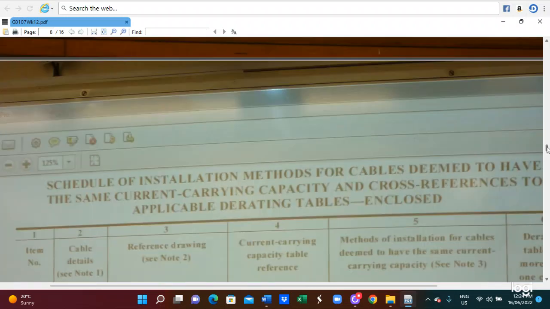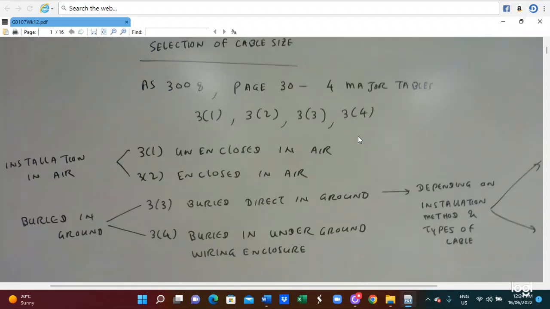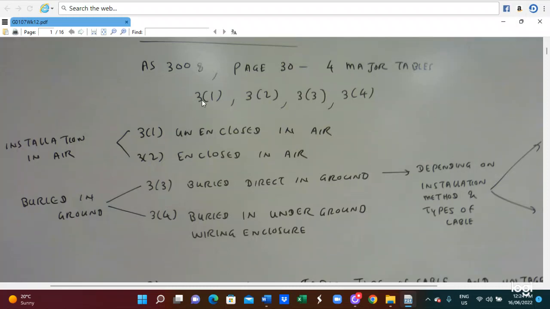Part 2 is cable selection. When you select the cable, we have to utilize AS3008, page 30. There are 4 major tables: Table 31, 32, 33, and 34. Table 31 is enclosed in air. Table 32 is enclosed in air. Table 33 is buried direct in the ground. Table 34 is buried in underground.